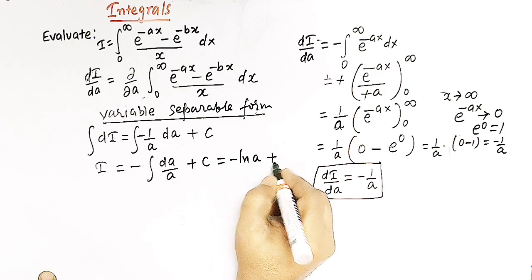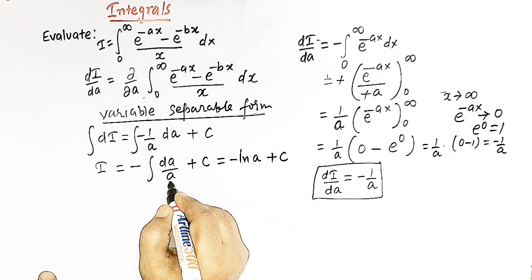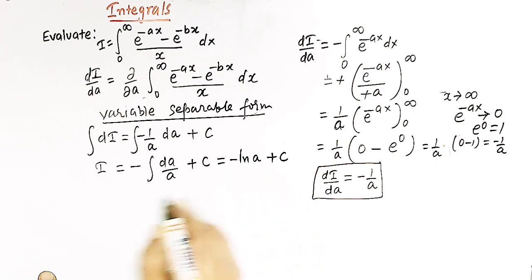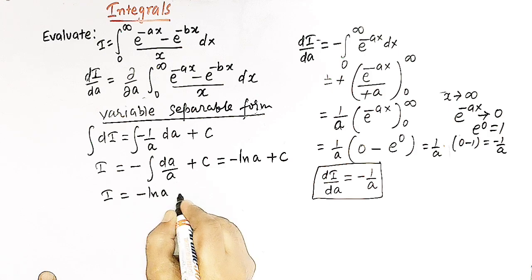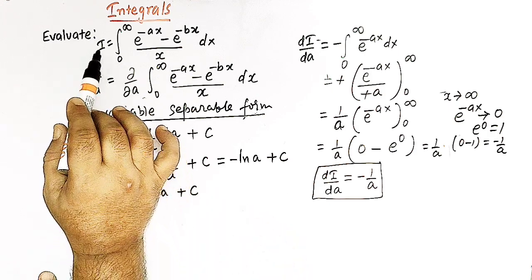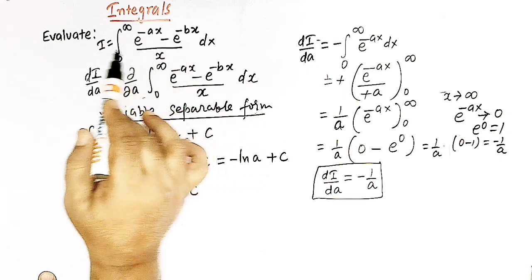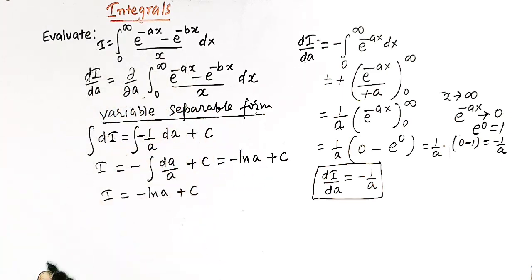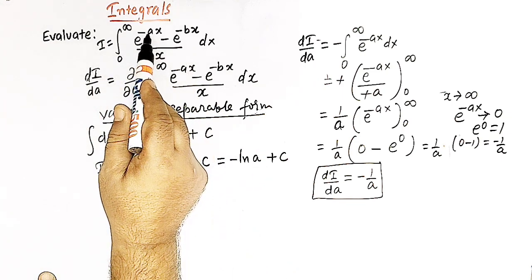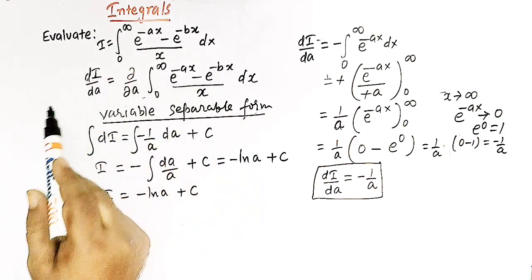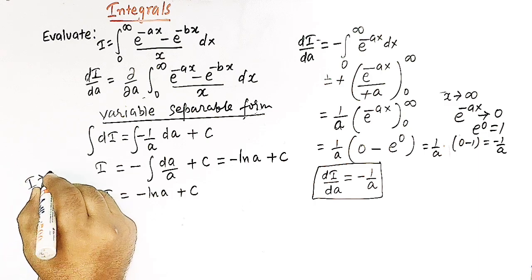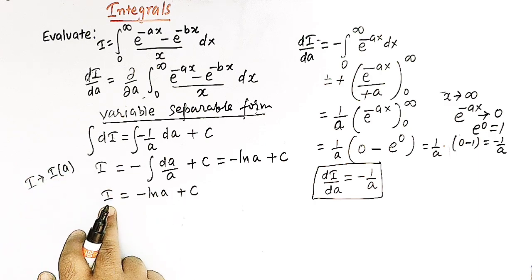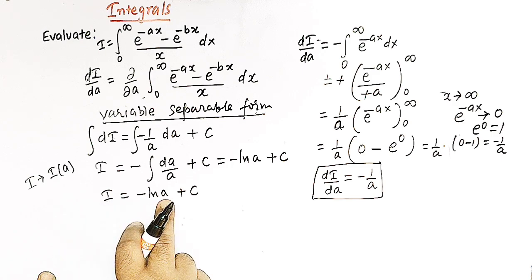that is minus logarithm of a plus c. So the integral dA over a is natural log of a. So here we have I is equal to minus natural log of a plus c, right? When we have assumed this integral as I, then I is treated as a function of a, because we are differentiating both sides with respect to a. So we can also take I as I of a, but here we'll prefer this notation. So I is equal to negative of natural log of a plus c.